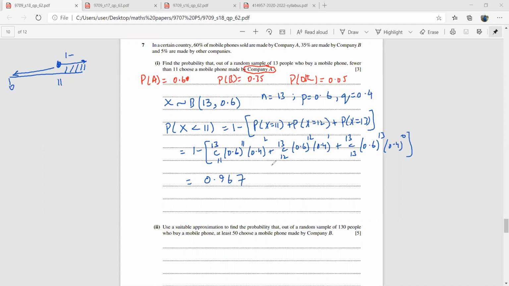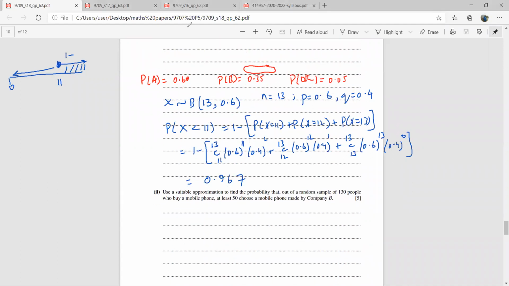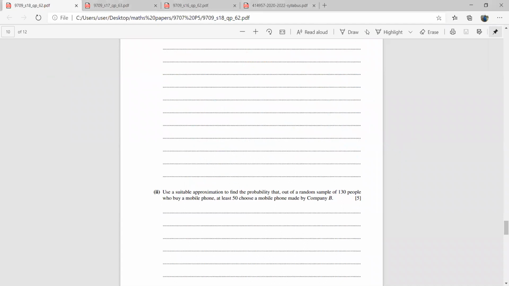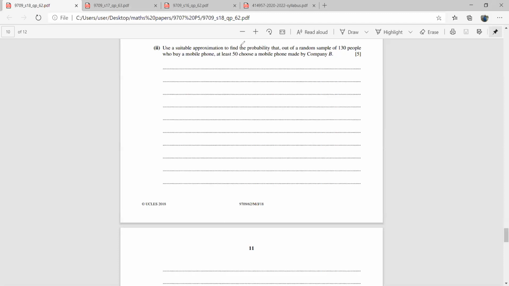So this was a question on the binomial distribution. If you look at the bottom of this page, there is another question of 5 marks. It says use a suitable approximation to find the probability that out of a random sample of 130, such a big number, so that is why you are using this suitable approximation, who buy a mobile phone, at least 50 chose a mobile phone made by company B.